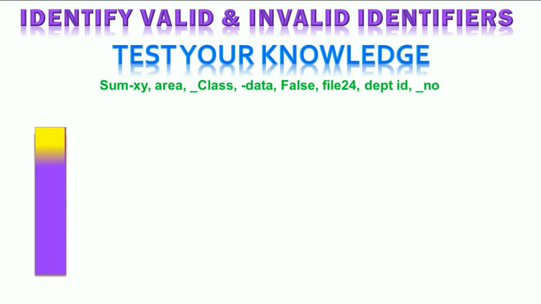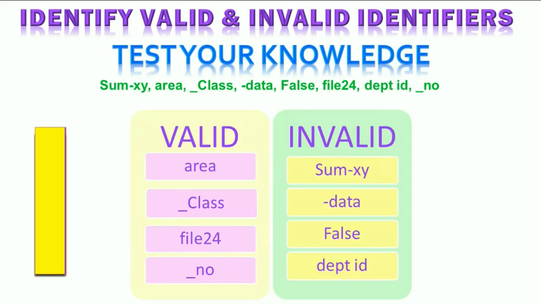Once the timer is over, you can hear a bell. I hope you are able to write the correct answers. Yeah, here goes the bell. Let us see the correct answers. Yes, these are the valid and invalid identifiers.